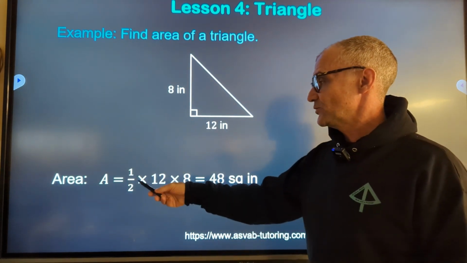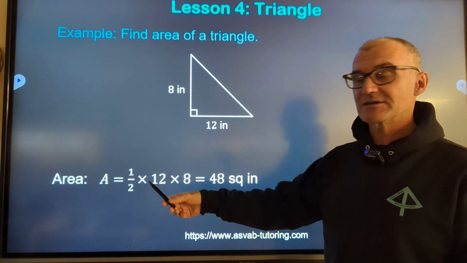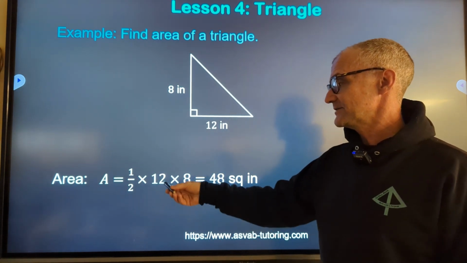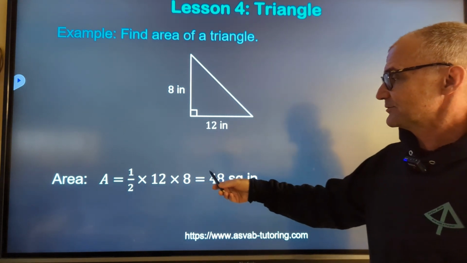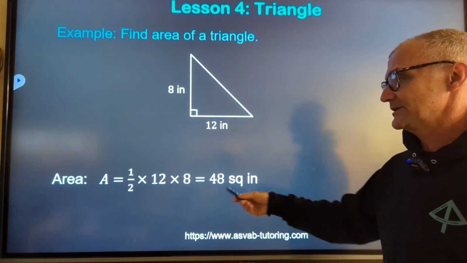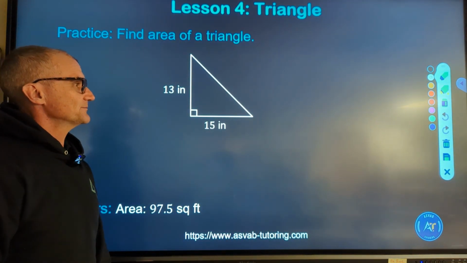So the area is going to be 1/2 times 12 times 8, and multiplication is commutative, so I could go in any order I want. 1/2 times 12 is 6, 6 times 8 is 48. I am multiplying inches by inches to get square inches. Okay, here's another problem. Pause the video and do this problem.